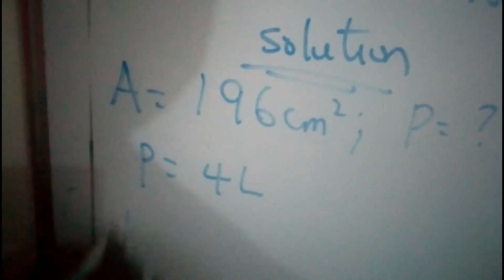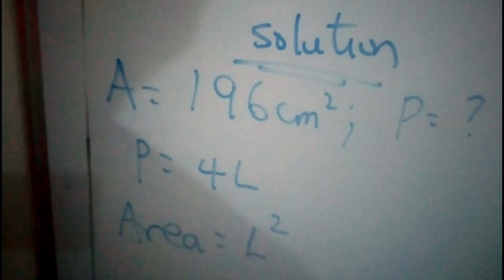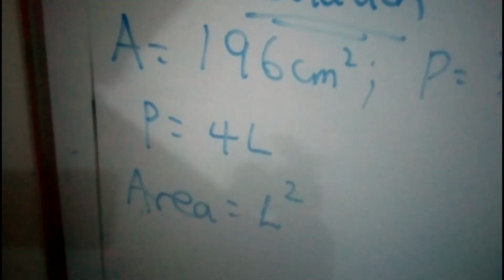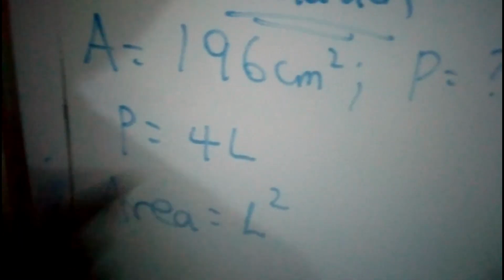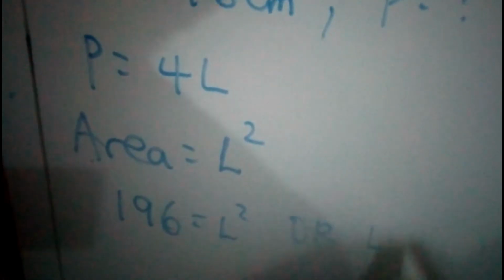So what's the formula for the area of a square? Area of a square is what? Length squared, or length times length. Remember I told you. Okay? So now let's substitute. Whenever you see area, you put 196 there. So you have 196 equals length squared. Now I told you, you can also write this the other way, or length squared equals 196.